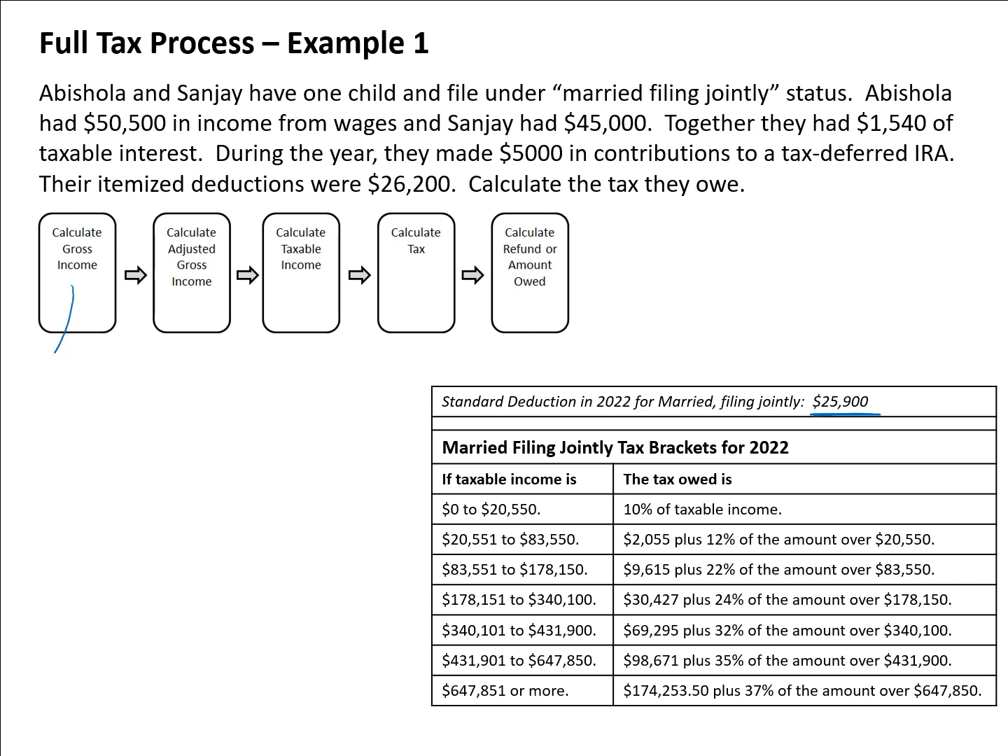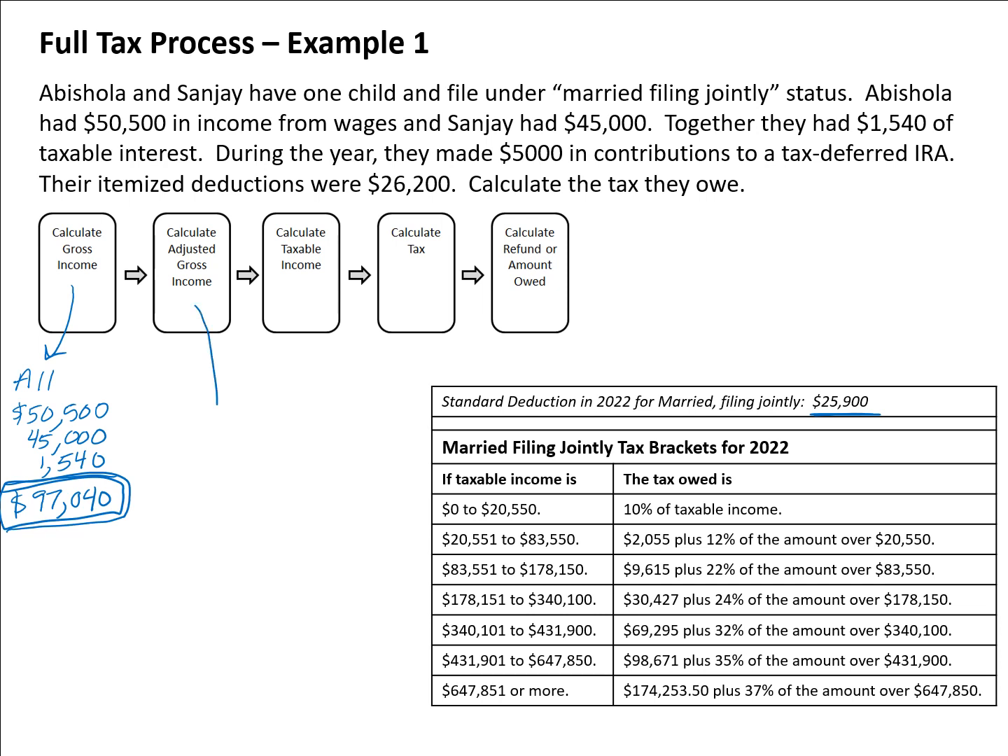The first step in the process, though, is to calculate gross income. Gross income means all of the income. So we need to take Abishola's income of $50,500. We need to take Sanjay's income of $45,000. And then we also need to take their taxable interest. So those are the incomes I see that we've been given. We've got their wages and their interest that they got taxed on. This is going to total up to gross income of $97,040. So that's the first step, is we work out and calculate the gross income.